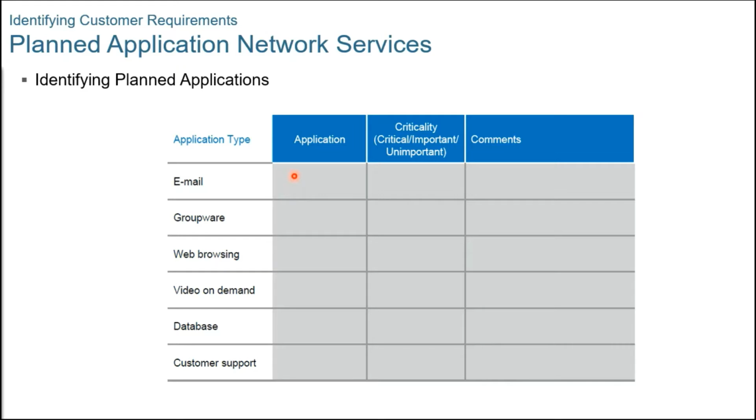You've got the planned application types. This includes email, groupware, tools that aid group work, voice networking, web browsing, video on demand or the VOD, databases, file sharing and transfer, computer-aided manufacturing, if applicable, customer support, and others. Then the specific applications that will be used, such as Microsoft Explorer, for instance, or Microsoft Edge, the Cisco Unified Meeting Place, Zoom, and others.